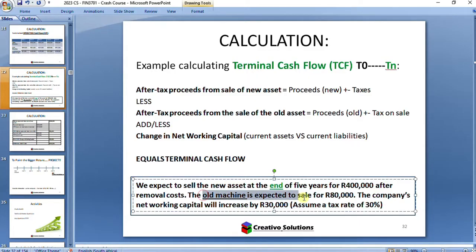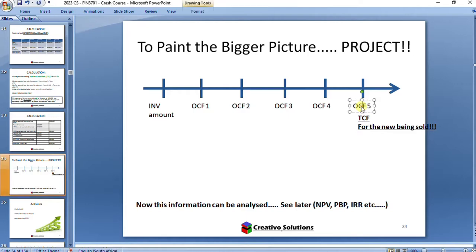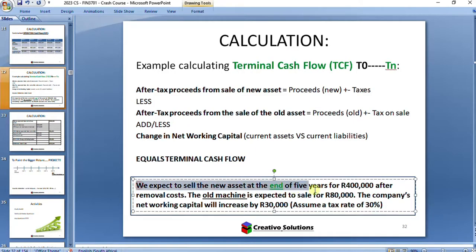This old machine could still be sold for 80,000, and this 80,000 is at the end of the life of that project. The current existing project, which is now going to be at time 5, which is at TCF. I'm trying to make this point clear because it has to relate to the end of the project. Once you've got all that information, let me ask you a quick question. At the end of the life of the old asset, is the old asset going to have any carrying value?